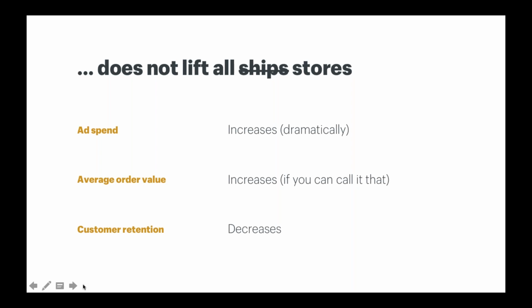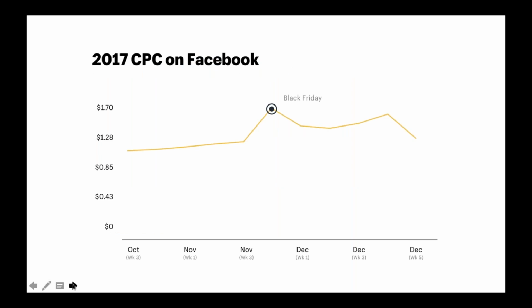Of clients during Q4. What they found was this: cost per click peaks, again, shocker, spoiler, at $1.68 on Black Friday, compared to retail and e-commerce's average cost per click, which is the rest of the year around 70 cents.